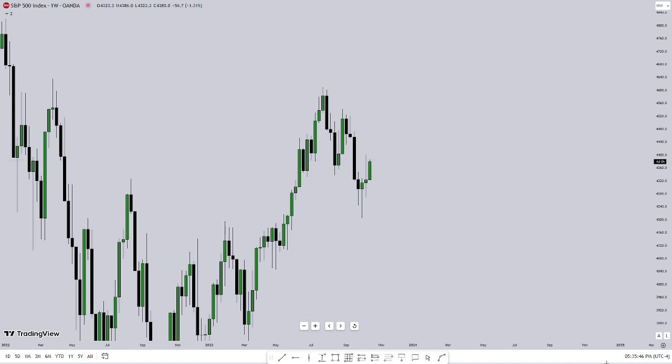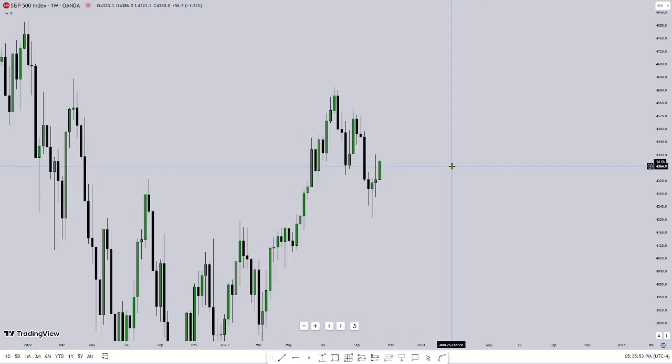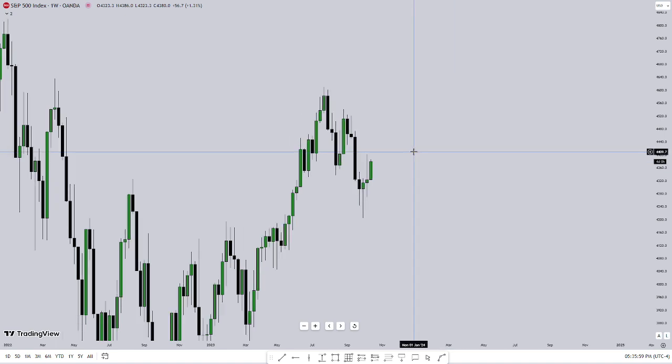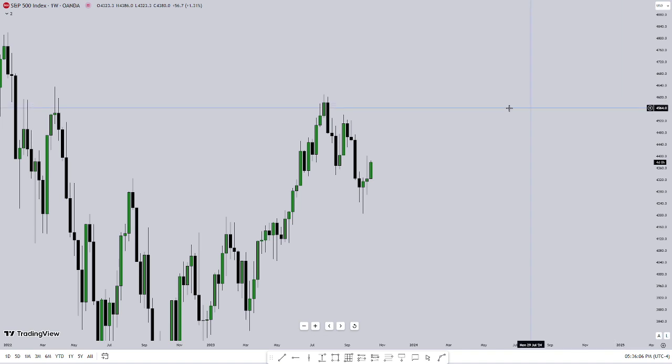Today is October 16. So, trade recap. There was actually no trade taken today because today went against our bias and it went against our analysis. If we look at the weekly here on SPX, I forgot to do this weekend.